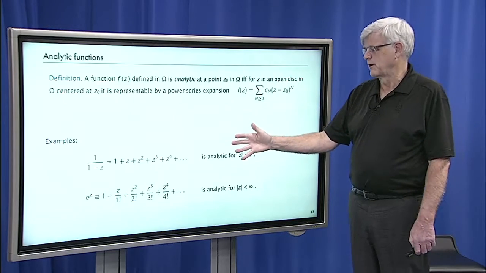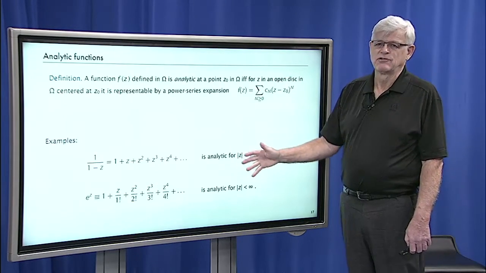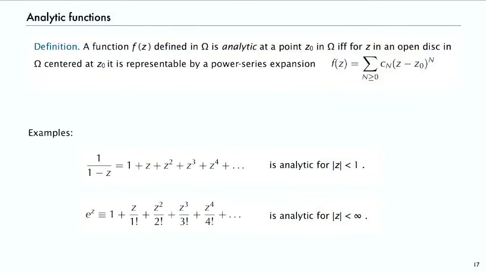And sure enough, these familiar power series from the reals are effective for familiar functions on the complex. So when z is a complex number, 1 over 1 minus z equals that power series, where the products are defined as products of complex numbers. And that's a valid series as long as the absolute value of z is less than 1. Or e to the z actually is valid except at infinity.